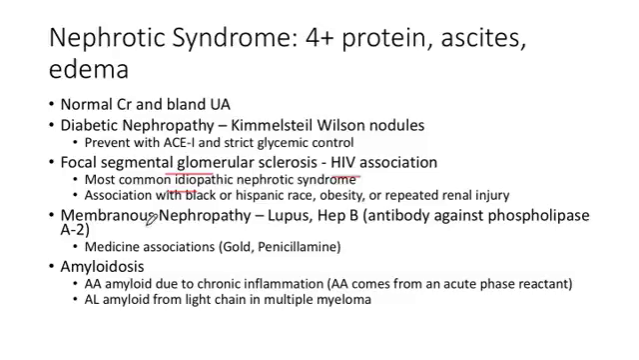And know for membranous that it's associated with lupus, as we already mentioned, and also hepatitis B, and certain medicines like gold or penicillamine. And for amyloidosis, just know the underlying cause. AA amyloid is an acute phase reactant. So these people get amyloidosis in the kidney after having like rheumatoid arthritis or any long-term inflammatory condition with antibody production could cause AA amyloidosis. AL amyloid is associated with multiple myeloma. It's light chain, so L for light chain. So you got it.